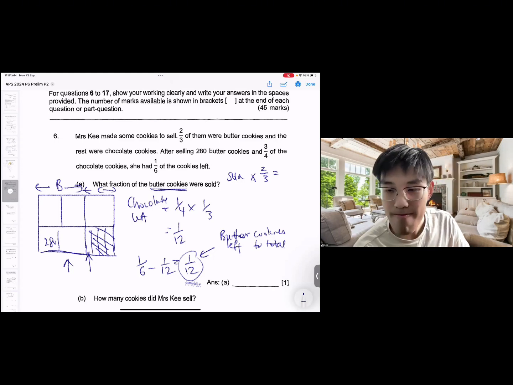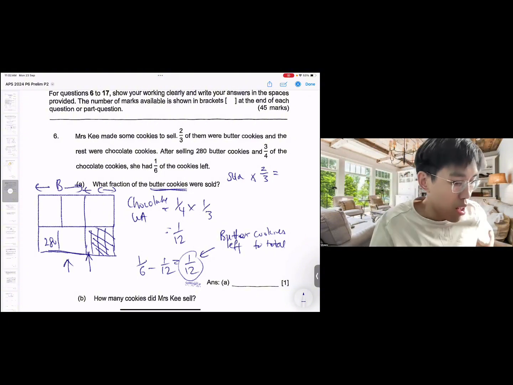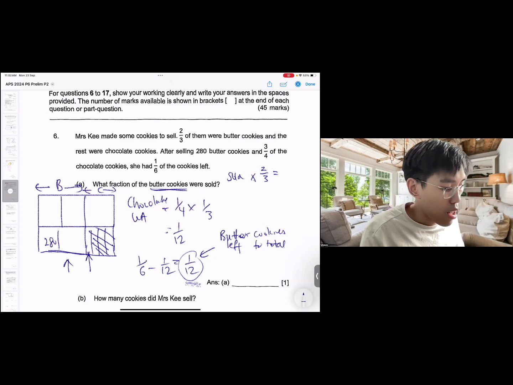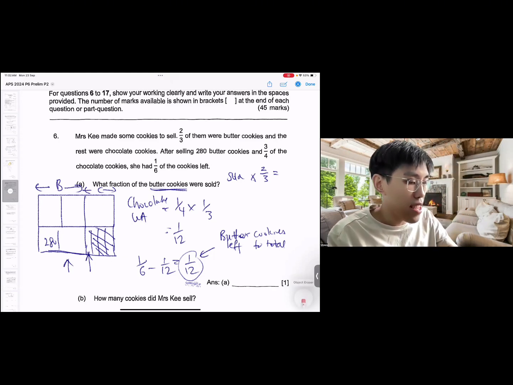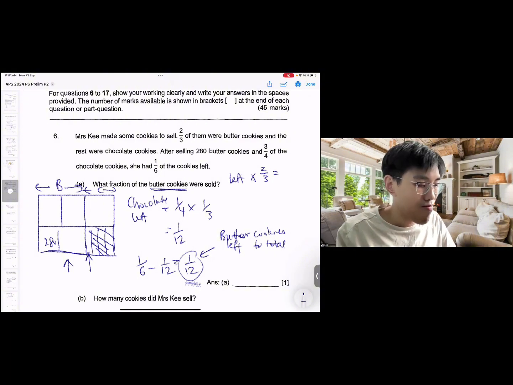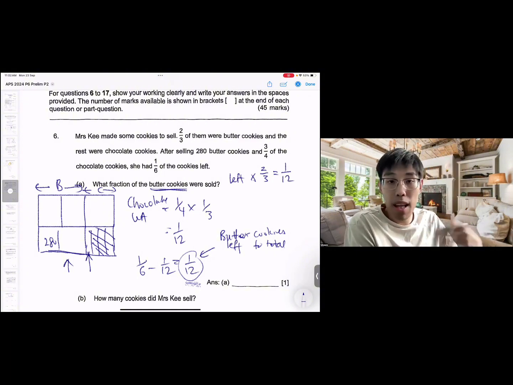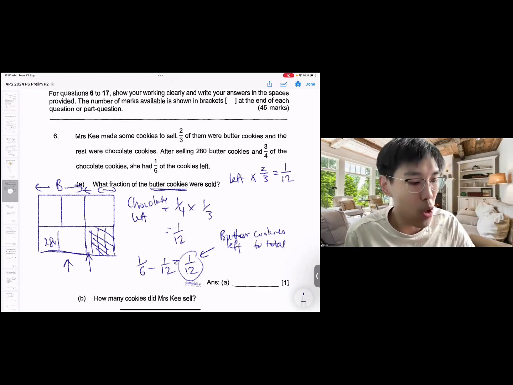Shall we just do cutting? Okay, what fraction of the butter cookies are sold? Sold times 2/3. But actually, I can just say left. Left times 2/3 is 1/12. So from there, we can find the other fraction also. But I don't know how this is 1 mark. That's why I say it's not very worth it.